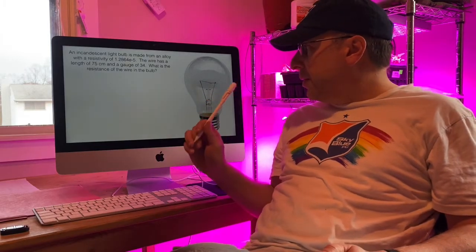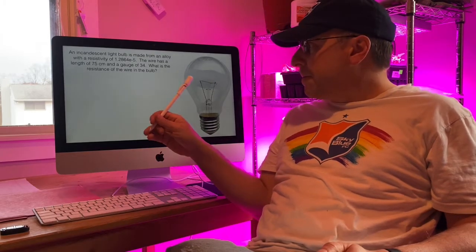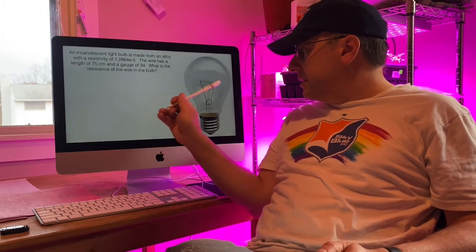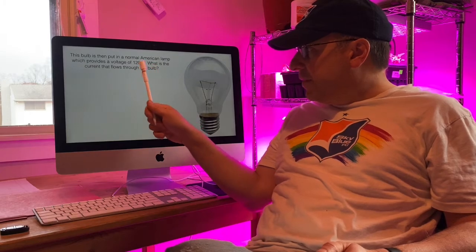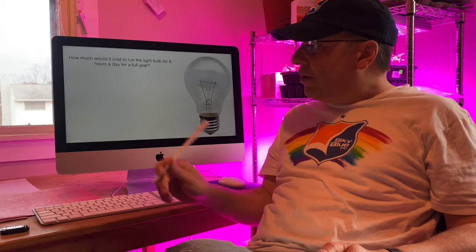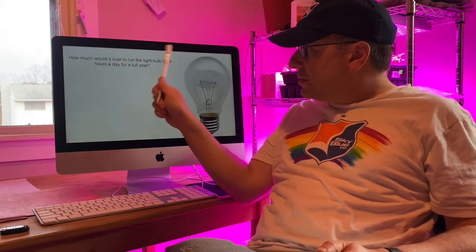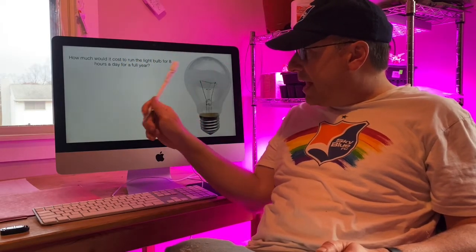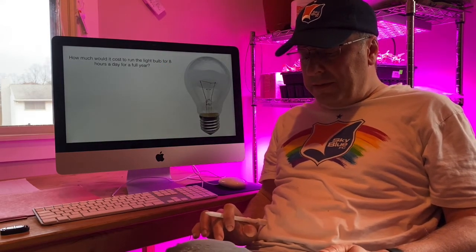I want you to try one of these. So I'm going to give you a light bulb. I'm going to tell you the resistivity, so you don't have to look on your purple sheet. I'd like you to figure out the resistance of this bulb. Once you have the resistance, you're going to hook it up to a 120 volt outlet, and I'd like you to figure out the current that goes through the bulb. Once you got the current, I then want you to find the power of the bulb. Once you have the power of the bulb, I want you to figure out how much it would cost to run that light bulb for 8 hours a day for a full 365 day year.